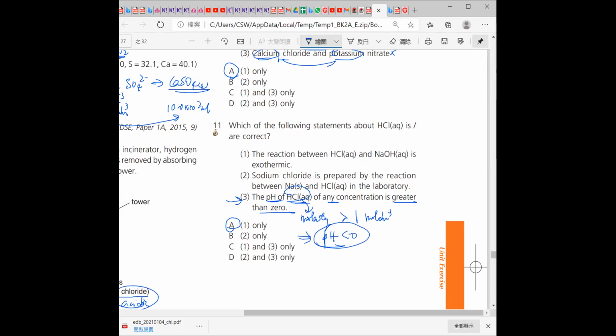Point number 3. How about number 1? Reaction with acid and alkaline is exothermic. No need to explain too much. The same one is correct. Number 2, why not? Theoretically, you can get sodium chloride, but the reaction is too dangerous to perform. It will give you an explosion, right? Never react a group 1 metal with an acid, and release explosion. Sodium and potassium you add to the acid are very explosive reactions. Is that clear?